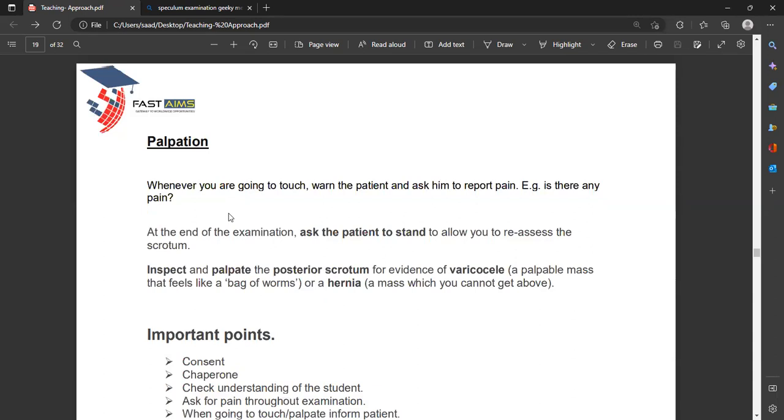Again, during palpation, whenever you're going to touch, warn the patient, ask him to report pain. Okay, one thing I forgot, before palpation, just warn again, like with a subcutaneous injection, you are going to inject, you just warn the patient. Again, in speculum, when you're going to insert the speculum, you warn the patient. In testicular, when you're going to touch, you warn the patient. I'm going to touch. If there's any pain, just let me know. It's just a thinking. Build up your mind that every time you're going to touch, every time you're going to do anything, just warn the patient, just involve the patient as well.